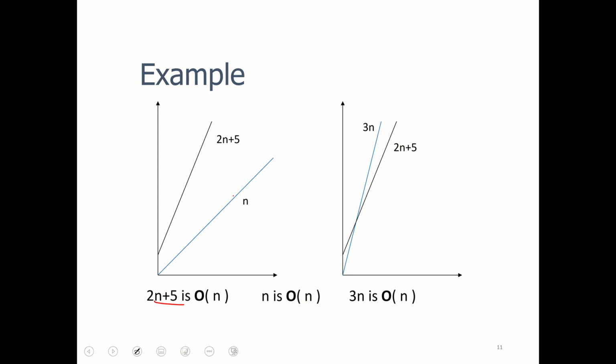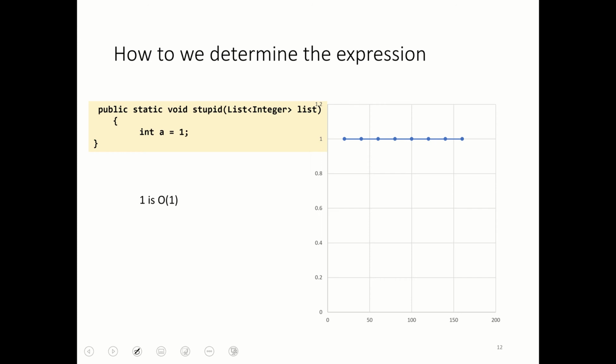Okay, since we know how to get big O notation, how do we get the big O based on the code, based on our algorithm? For a simple example, we have this simple method. In this method, we only declare one line. This line declares a as an int and assigns 1 to a.